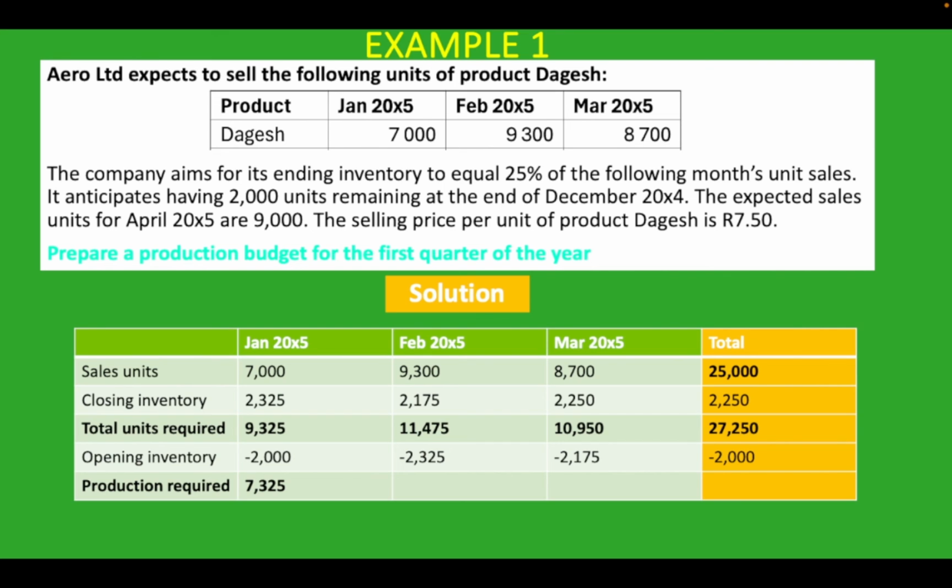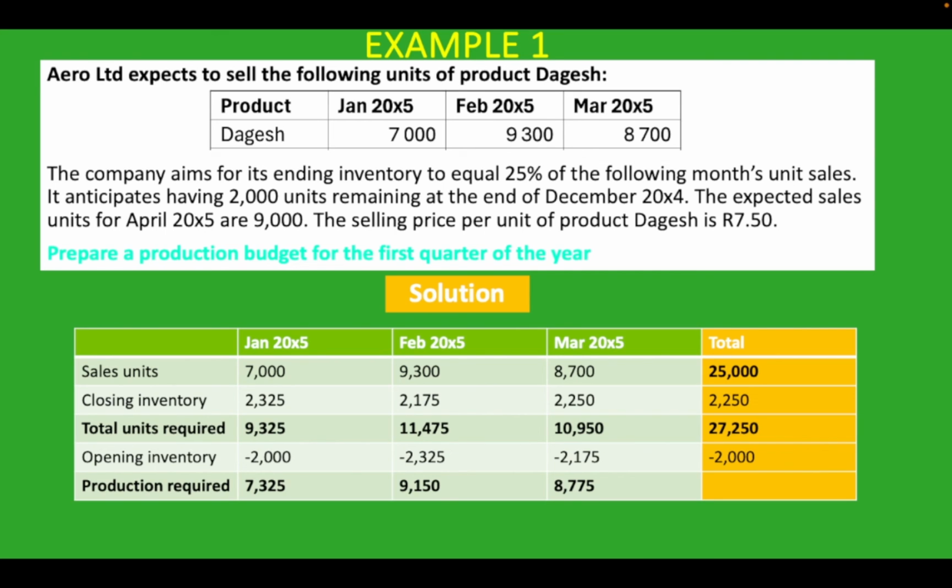And then in February, 11,475 minus 2,325 gives us 9,150 units that we need to produce in February. And the same thing will happen in March. 10,950 units minus 2,175 units gives us 8,775 units that we need to produce.